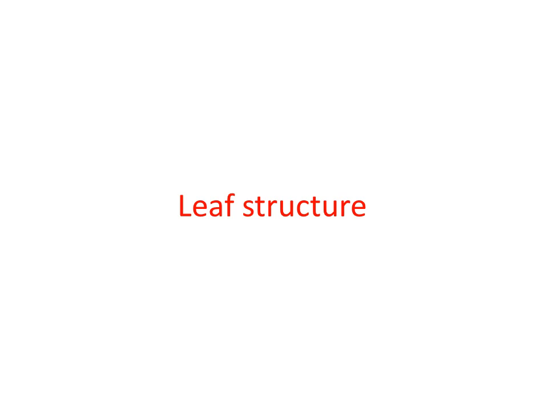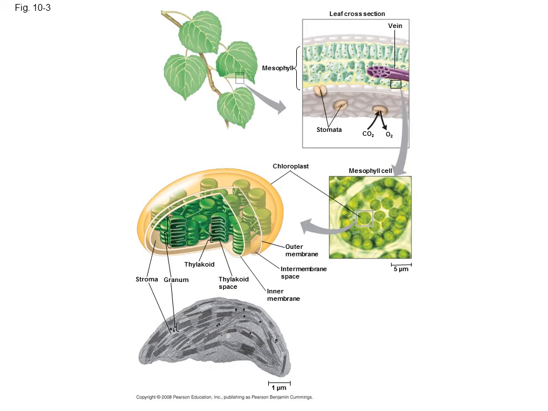We are now going to look at the structure of a leaf. In this image, we're looking at chloroplast. Chloroplast is the actual organelle that is within the cells of plants.